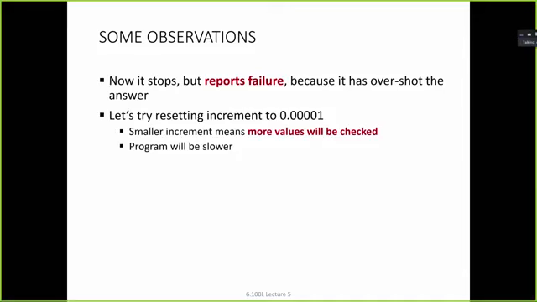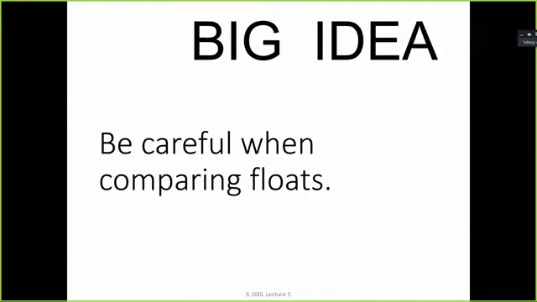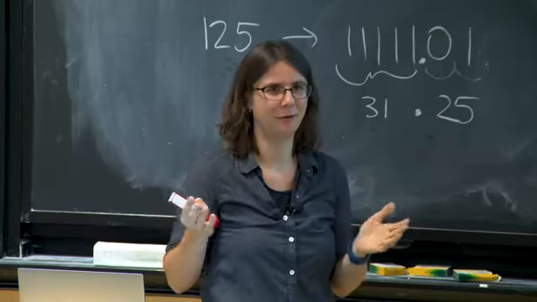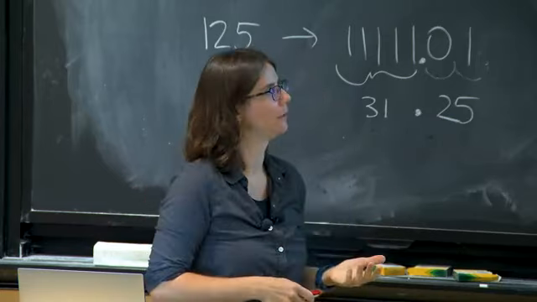So I think I already went over this. What are some observations about running it? Yes, it reported failure, so we reset the increment down to 10 times smaller than what it was before. The program was slower because we had more values to check through. Okay. So the big idea here is we want to be careful when comparing floats. If we were using something like equal sign, that would have been a complete disaster. We might have never been within epsilon or something like that.